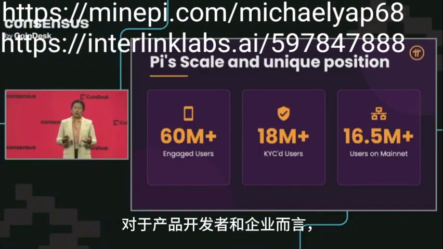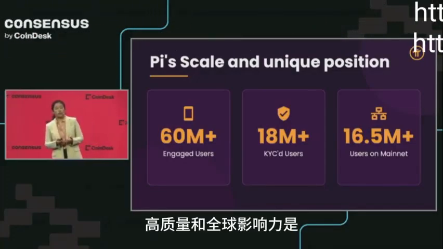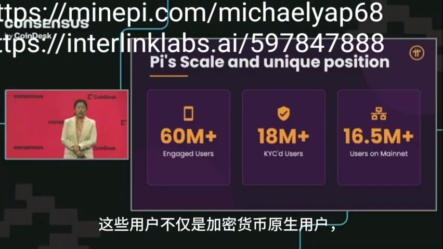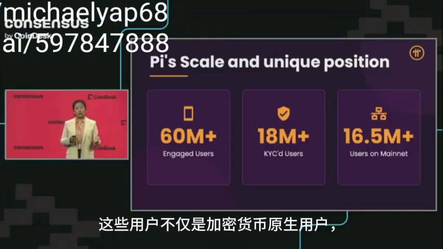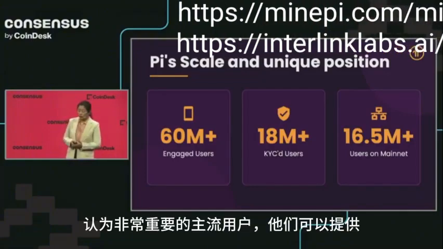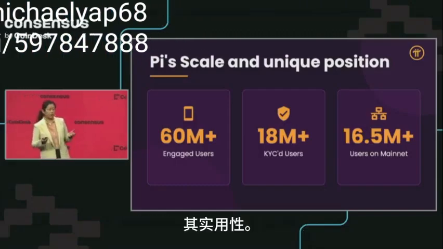For product builders and businesses, high quality and global reach are some of the most important resources essential for their product success. And these users are not only crypto native, but also mainstream audiences, who we think are very important to give feedback and actually use products for their utility case.